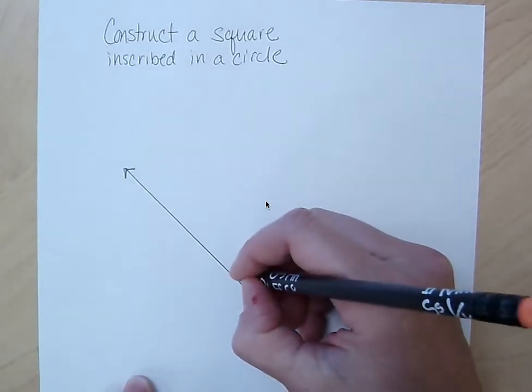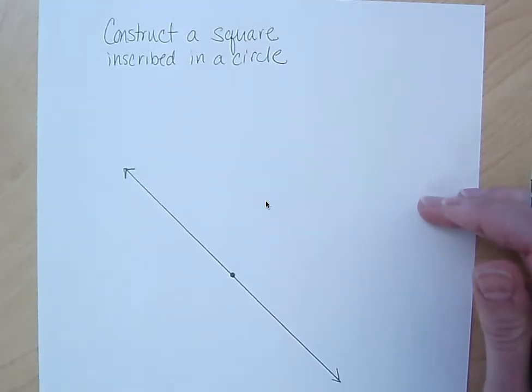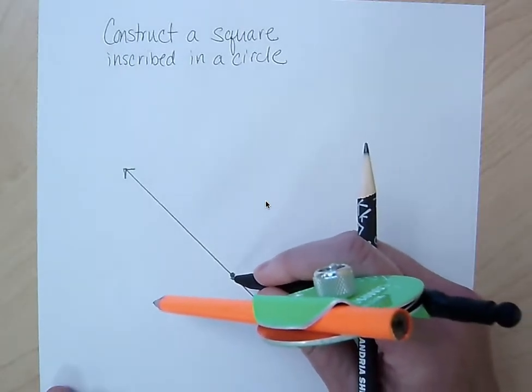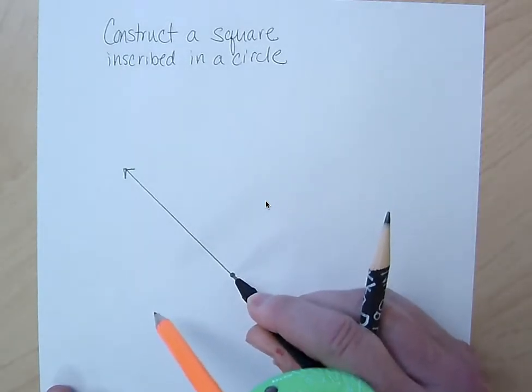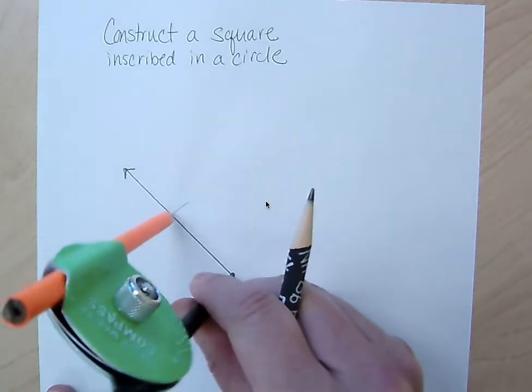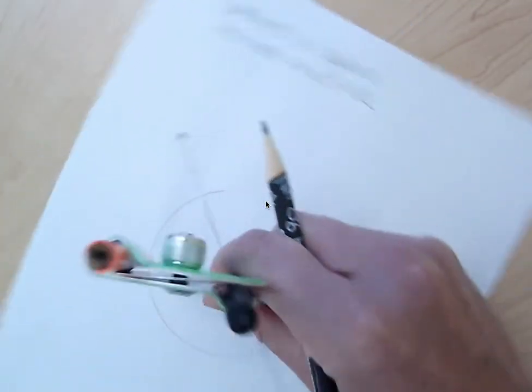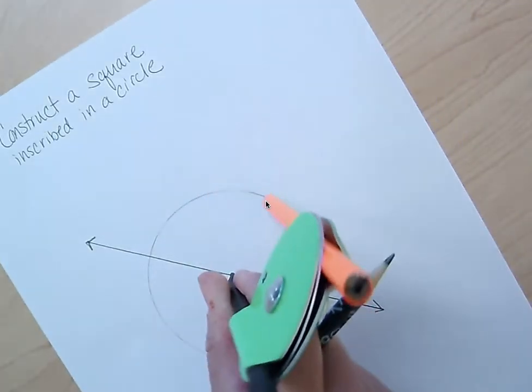So I'm going to put a point on that line, and that point is going to be the center of my circle. Now I know in a square, the diagonals have to be congruent and perpendicular. So what I'm going to do is I'm going to make my circle, okay? So this is going to be the circle that my square is inscribed in.